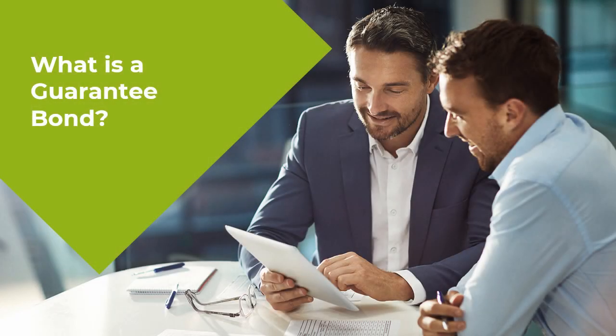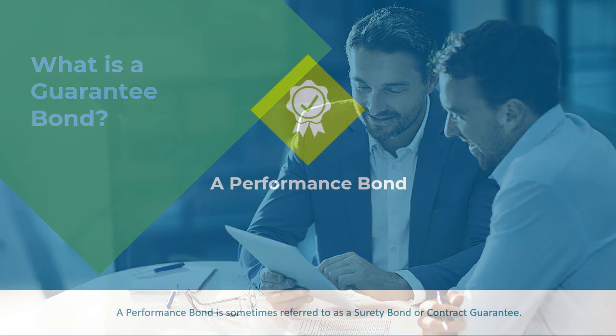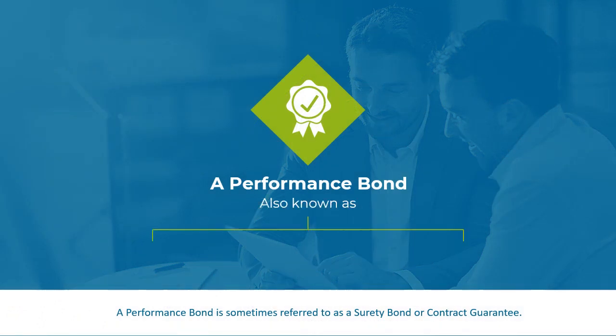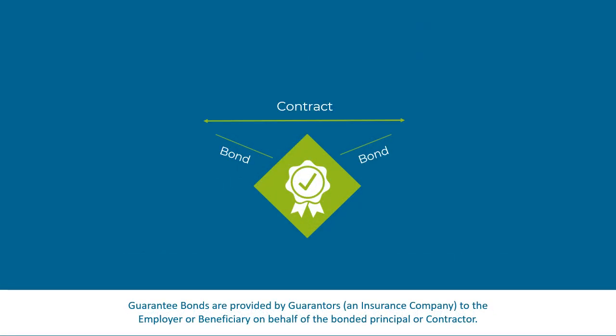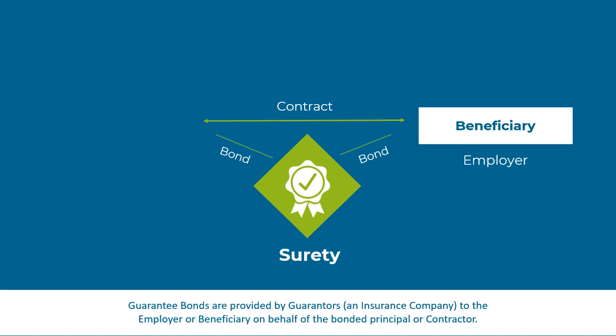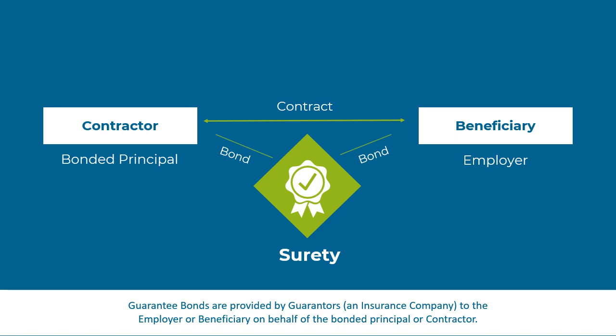What is a guarantee bond? A performance bond is sometimes referred to as a surety bond or contract guarantee. Guarantee bonds are provided by guarantors, an insurance company, to the employer or beneficiary on behalf of the bonded principal or contractor.